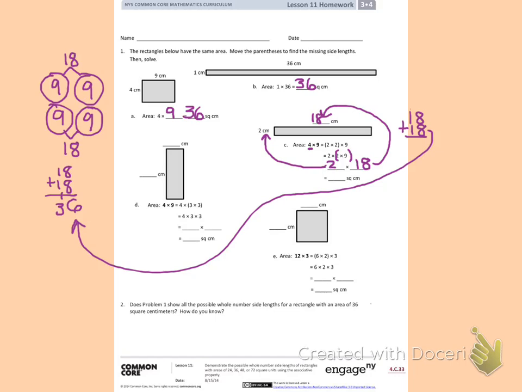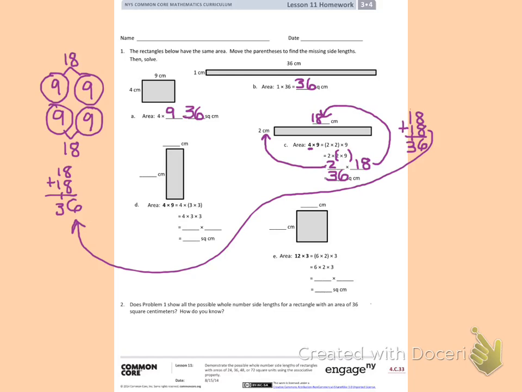So 8 plus 8 is 16. There are 6 ones in 16 and 1 ten in 16. 1 ten plus 1 ten is 2 tens, plus another ten is 3 tens. So the area of item C is also 36.